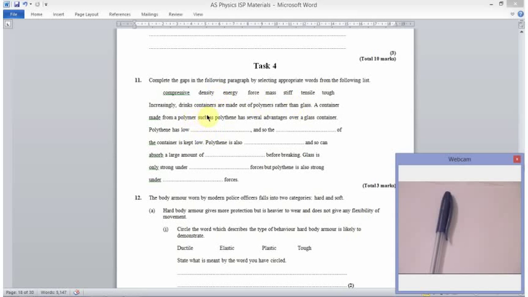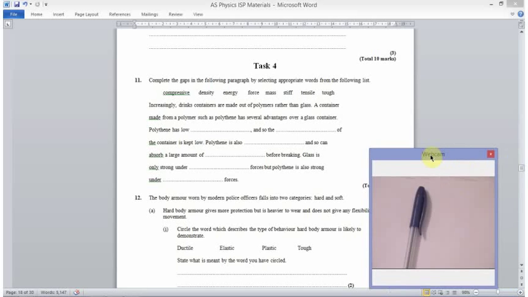Increasingly, drinks containers are made out of polymers rather than glass. A container made from polymers such as polythene has several advantages over a glass container. Polythene has a low density, so the mass of the container is kept low. Polythene is also tough, so it can absorb a large amount of energy before breaking. Glass is only strong under tensile forces, but polythene is also strong under compressive forces. So we've got to talk about the idea of compressive or tensile.